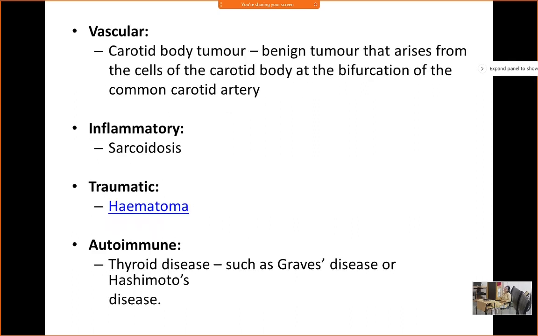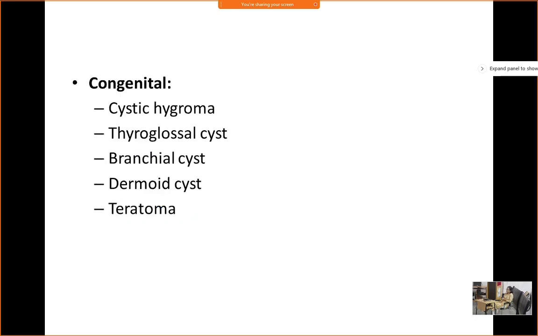Then a vascular differential diagnosis can be a carotid body tumor. This is a benign tumor that arises from the cells of the carotid body at the bifurcation of the common carotid artery. Inflammatory cause can be sarcoidosis. A traumatic cause can be a hematoma. And an autoimmune cause can be a thyroid disease such as Graves' disease or Hashimoto's disease. So this concise differential diagnosis is very, very important since it involves all the possible diagnoses of a neck swelling.